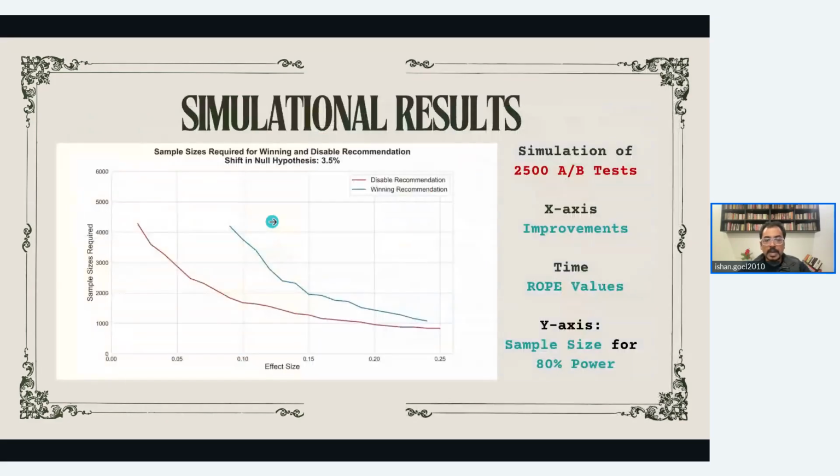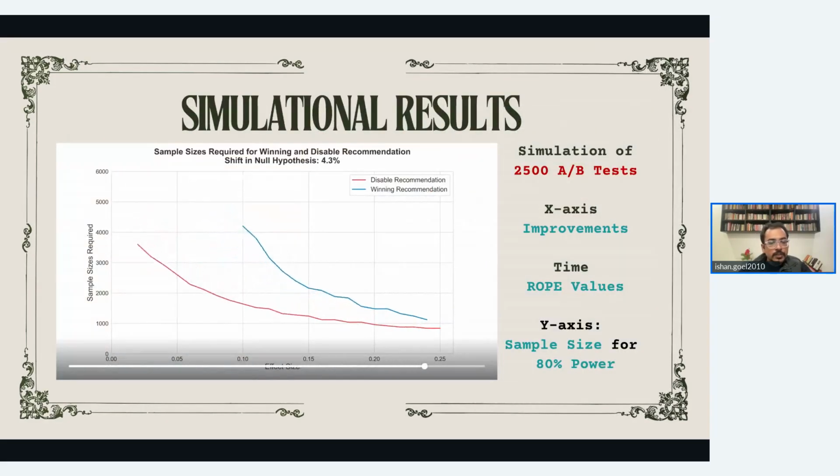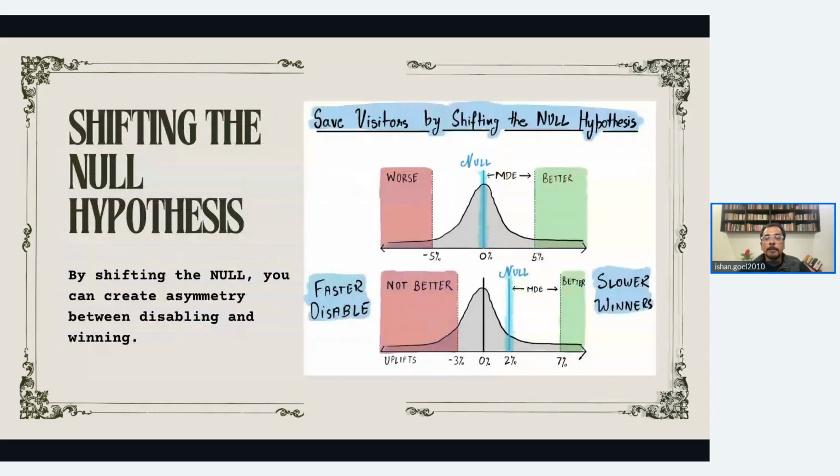Now, I want to show you in practice. Shifting H naught means to move the MD from no. So okay, one confusion that has come up. Vincenzo asks that shifting the null hypothesis means that you are setting the MD to 2%.